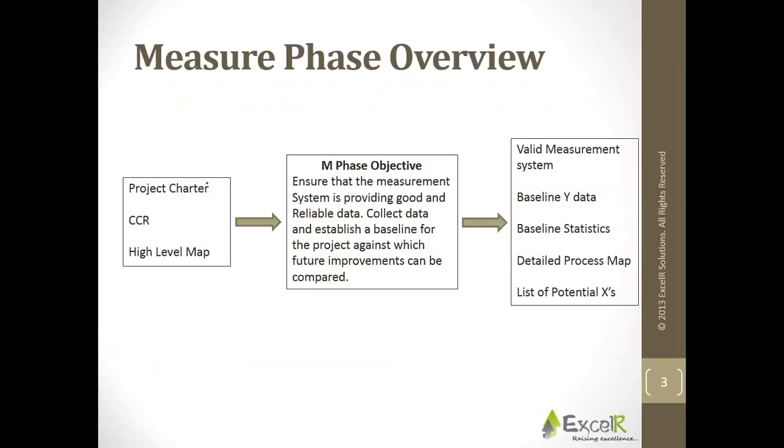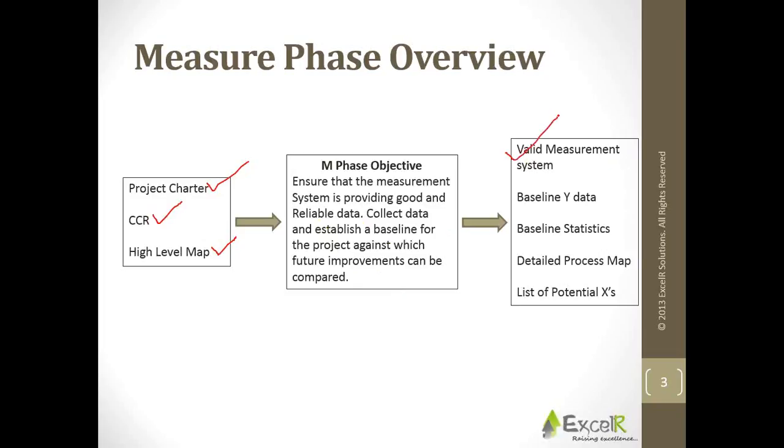So for measure phase, we need project charter as an input. We need critical customer requirements and high level map as input. Once we have these three things as inputs, we are going to ensure that the measurement system is providing good and reliable data. We collect data and establish a baseline for the project against which future improvements can be compared. So we're going to baseline the current performance. As of today, how is my process performing? At what sigma level or what is my capability level with the data that I have as of today?